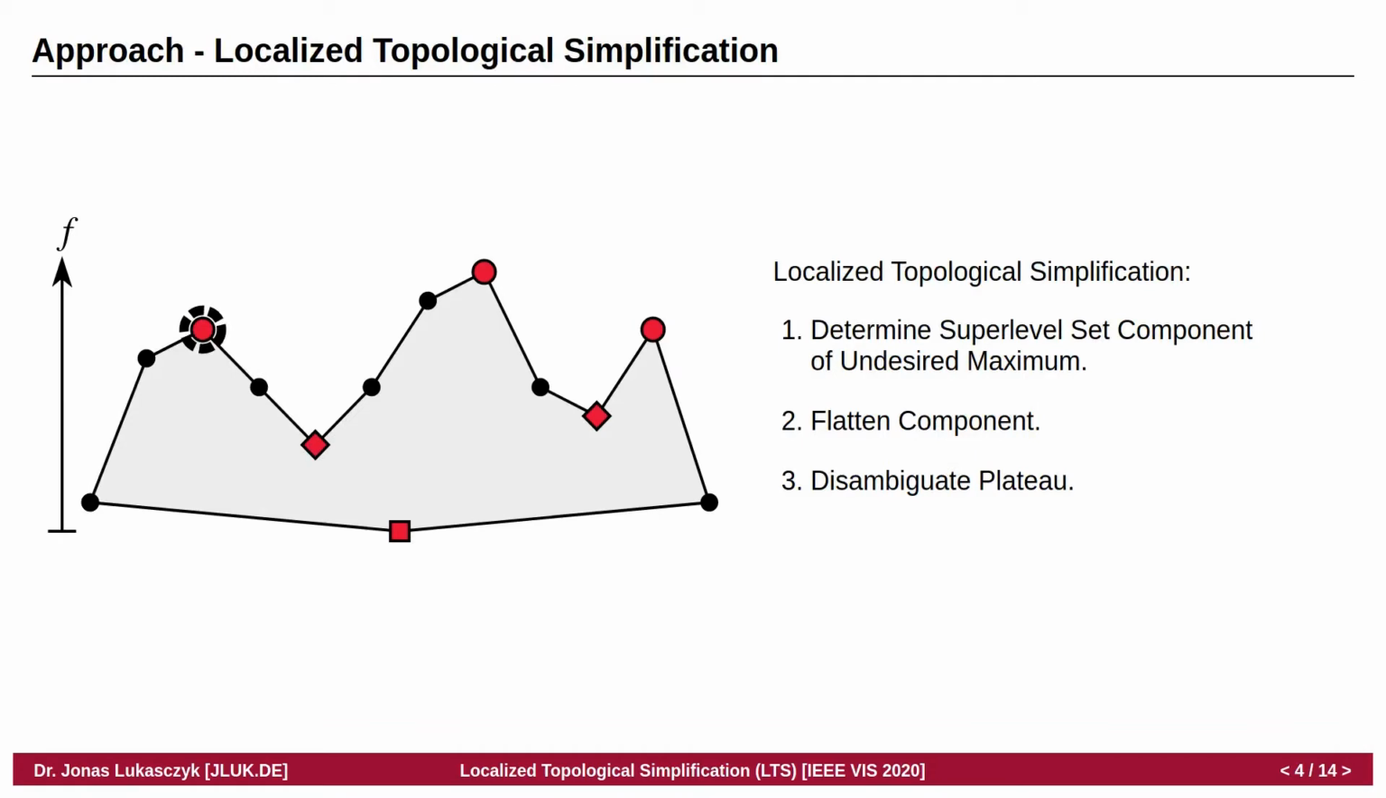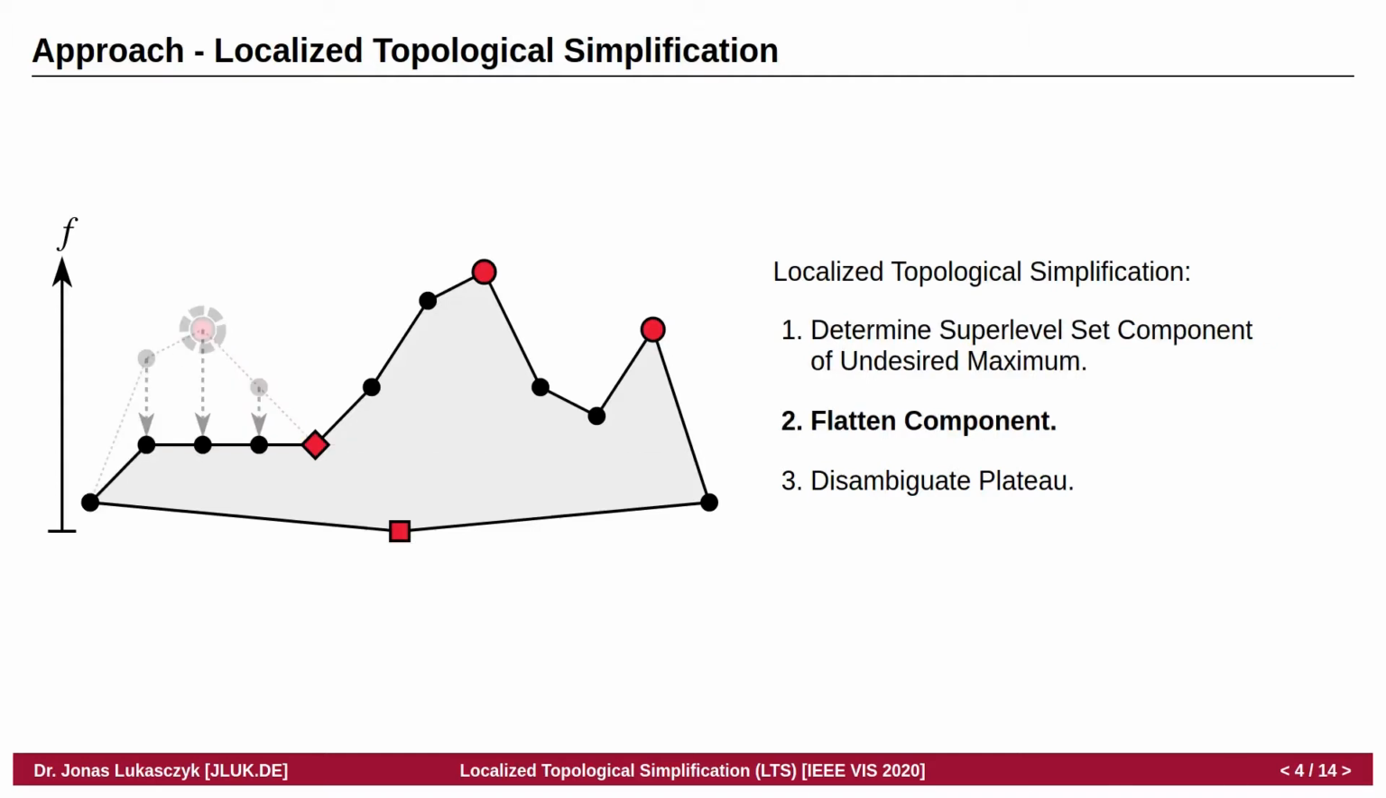Alright, so how does LTS work? I will explain this now from the perspective of removing maxima, but the case of removing minima is symmetrical. First, we need to determine the region that is associated with an undesired maximum. We can do this with a so-called super-level set propagation, which starts at an undesired maximum and then always absorbs the largest neighbor of the region until the procedure encounters a vertex that has a larger neighbor that has not been visited by the propagation. Such a vertex must correspond to a saddle, so we have determined the complete super-level set component.